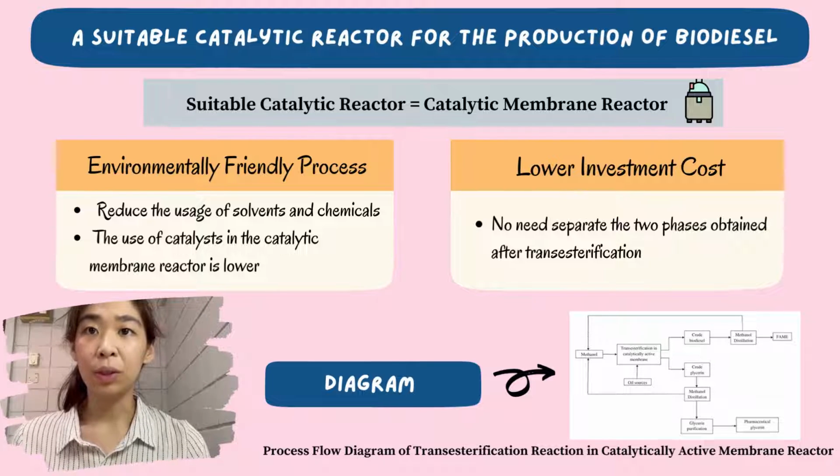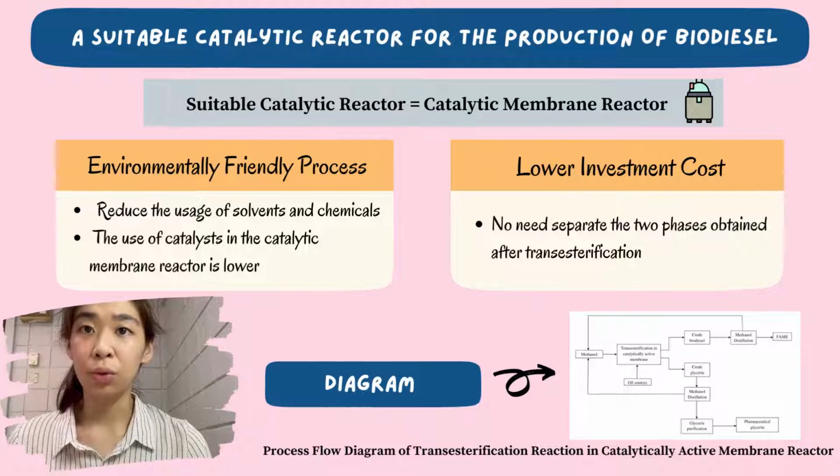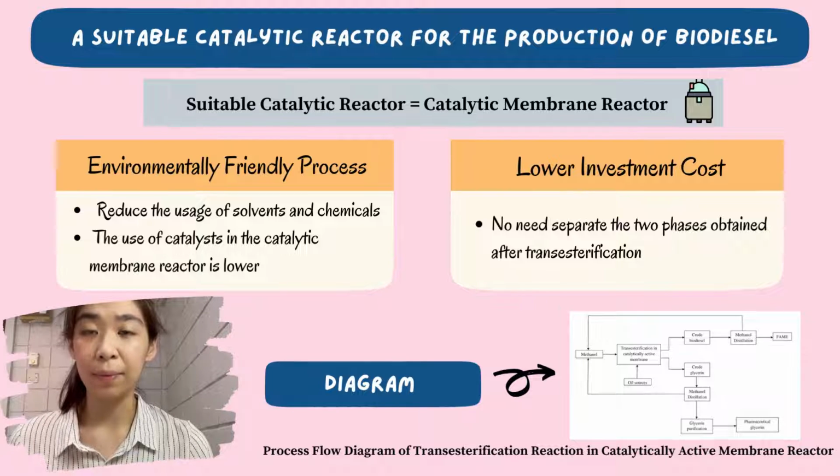One of the most suitable catalysis reactors that can be used to produce biodiesel is the catalytic membrane reactor. Membrane reactor is also known as a membrane-based reactive separator. One of the reasons that we choose this is because it is an environmentally friendly process. It could reduce the usage of solvent and chemicals that are harmful to the environment.